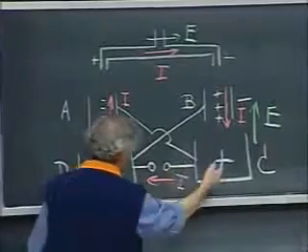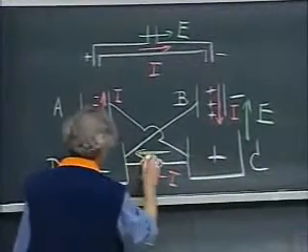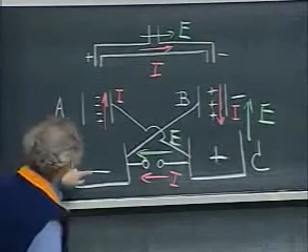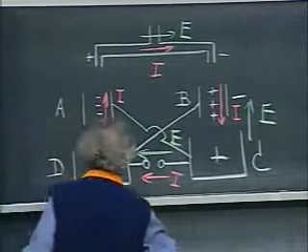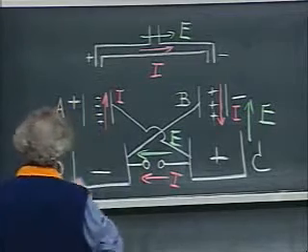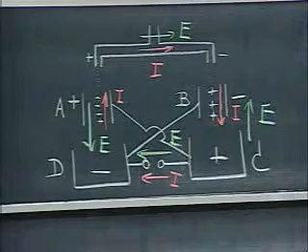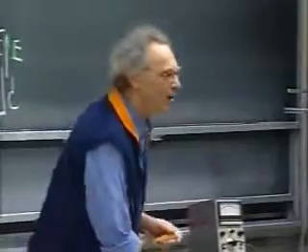Electric field is from plus to minus. This is plus, this is minus, so the electric field is in this direction. Electric field is from plus to minus. The can A was positive, remember? So the electric field is from plus to minus. So that's the electric field configuration. But now look what's happening.